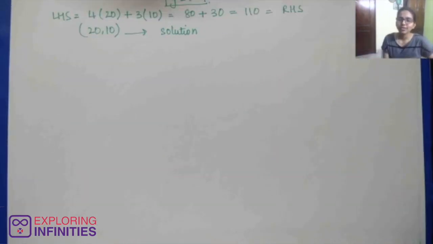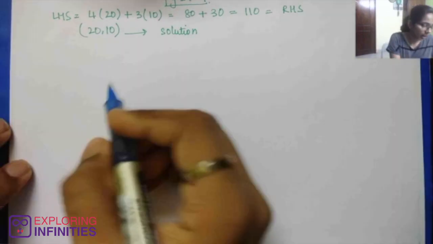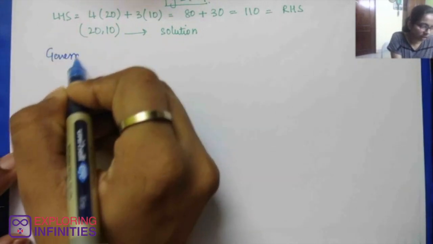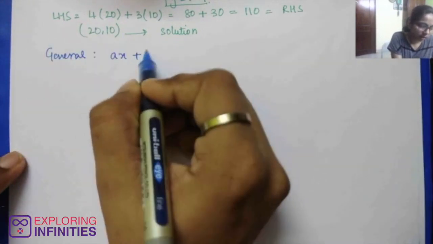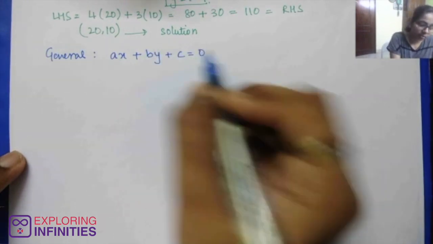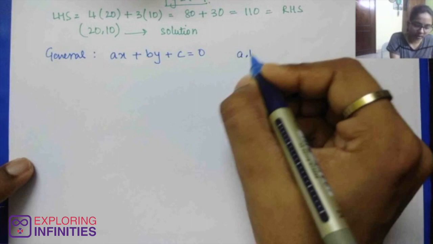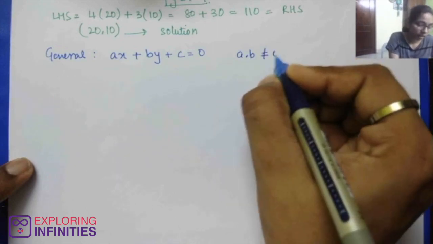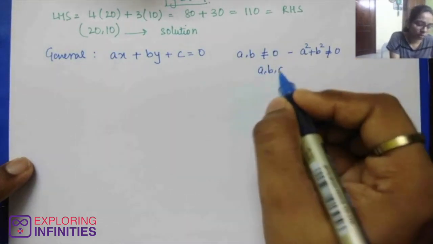So if we try generalizing what exactly a linear equation in two variables is, we can say that the general form will be somewhat like ax plus by plus c equal to 0, where both a and b are not equal to 0, that is, a square plus b square is not equal to 0, and a, b, and c should all be real numbers.